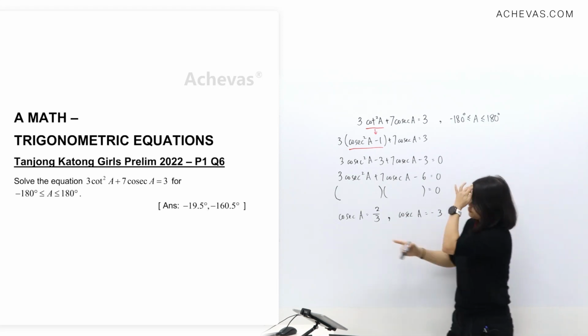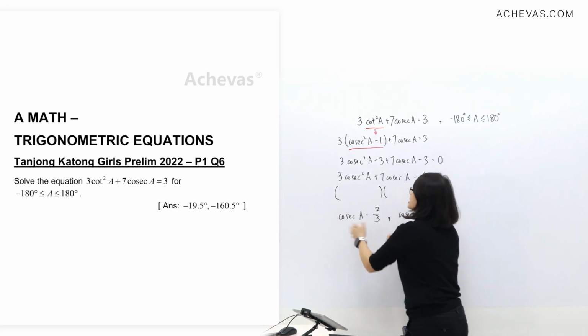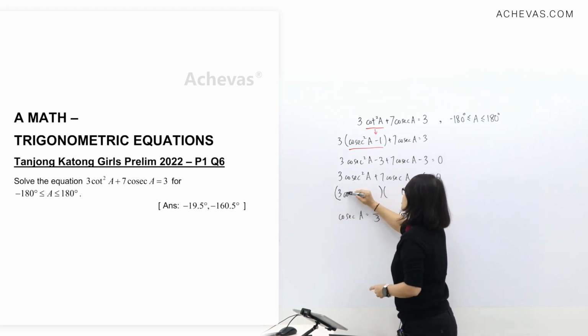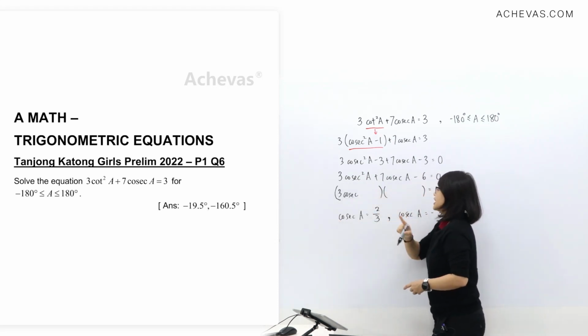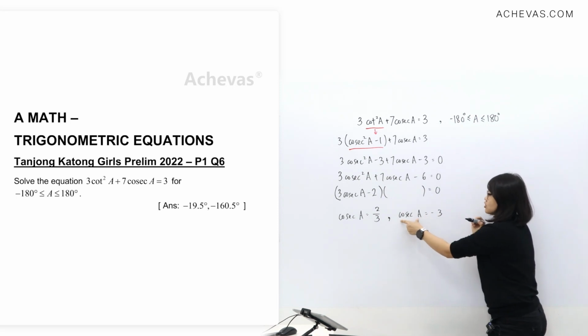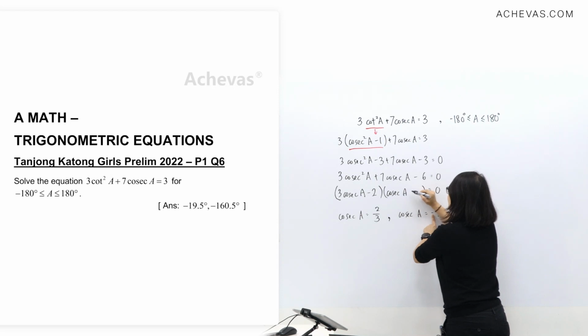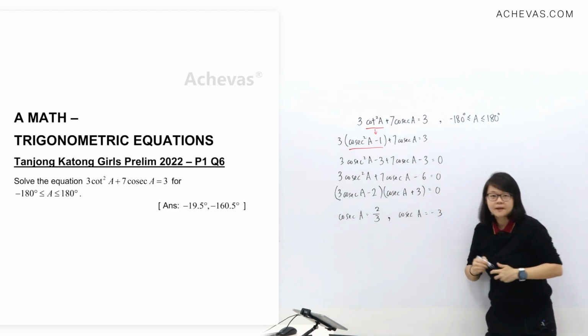So now I'm going to write this one as a factor over here. This 3, move it in front of cosec. So I'm going to write it as 3 cosec A, 2 becomes negative 2. This is easy. I'm just going to write cosec A instead of minus. We're going to put a plus. So here we have cosec A plus 3.